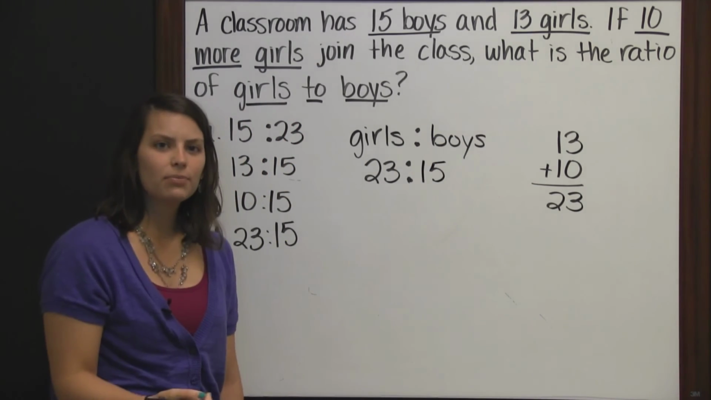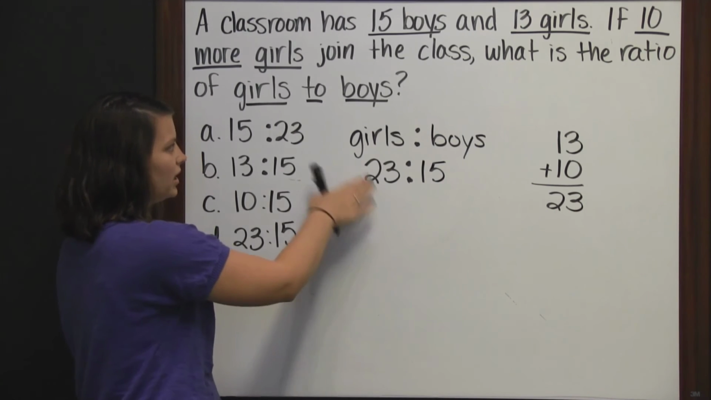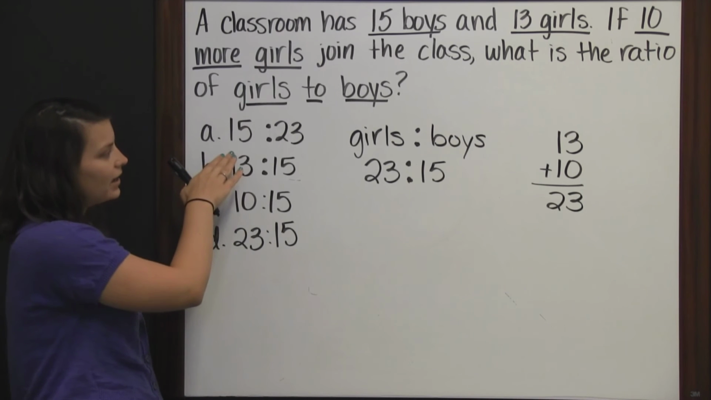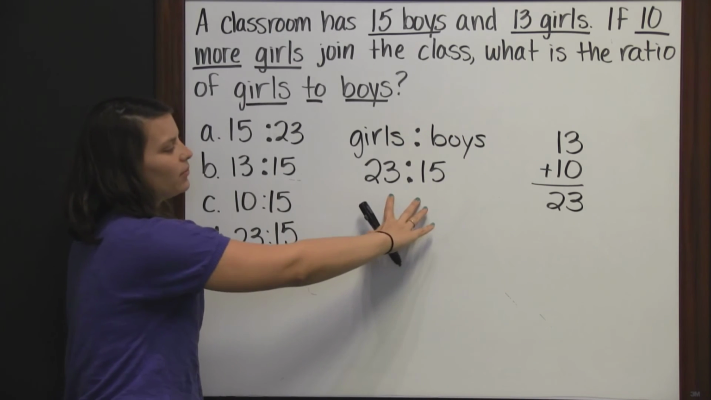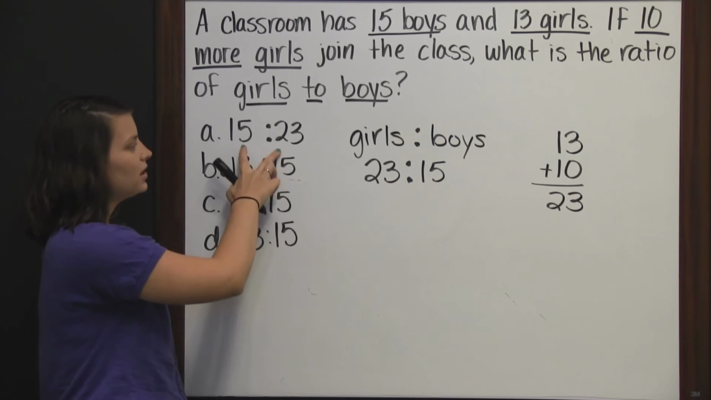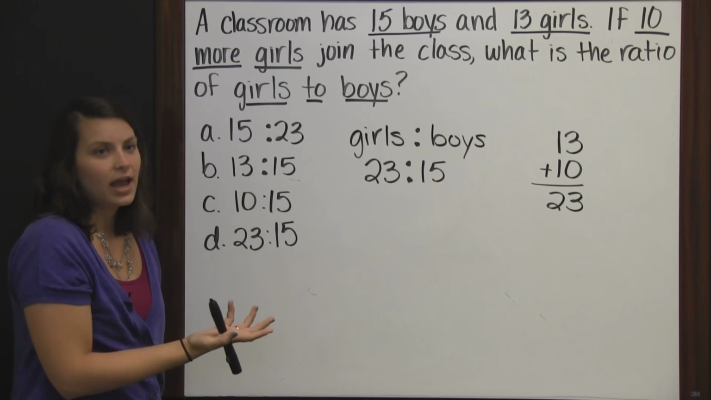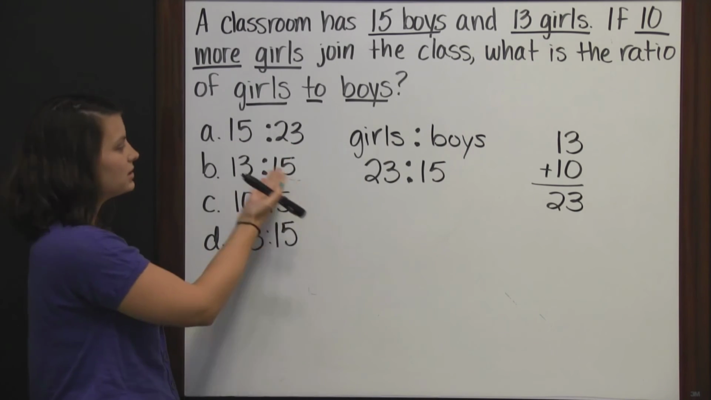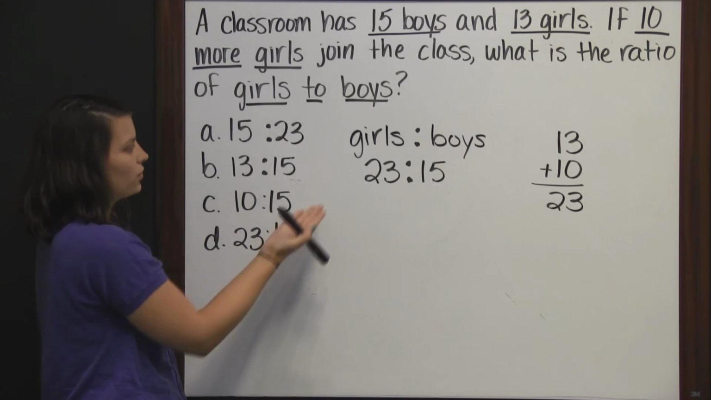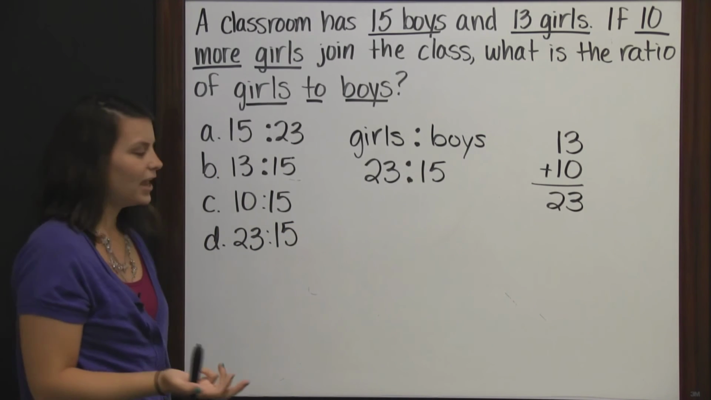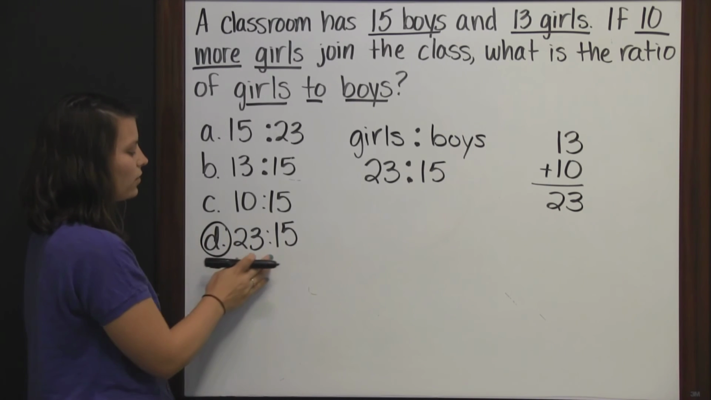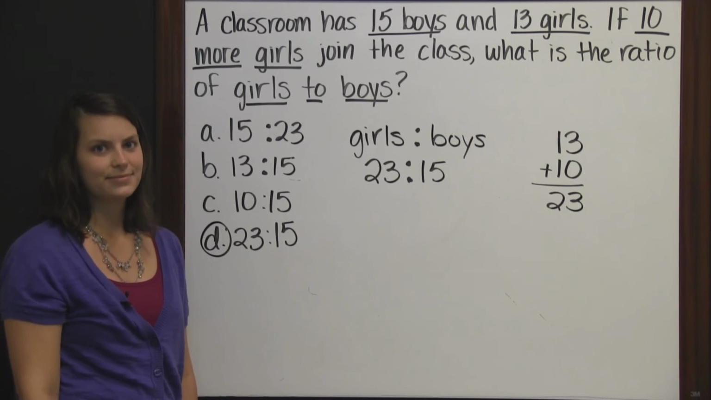And it is very important that the ratio is written in the way it's asked to be written. So if you look at A, you can see it's the same that we have, 23 to 15, except it's reversed. And so that would not be the ratio of girls to boys. This is the ratio of boys to girls, which is not the same. So our answer is answer D, 23 girls to 15 boys.